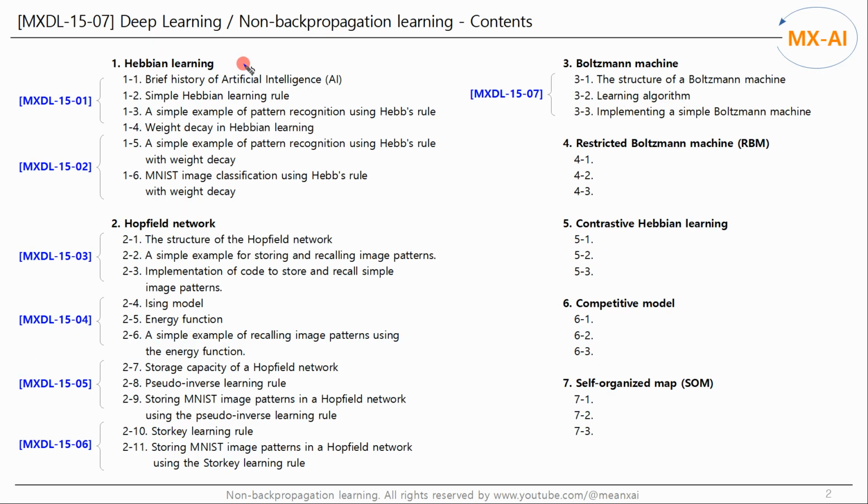In the last 6 videos, we looked at Hebbian learning and Hopfield networks. In this video, we will learn about the structure of a Boltzmann machine and look at the learning algorithm. And let's implement a simple Boltzmann machine in code.